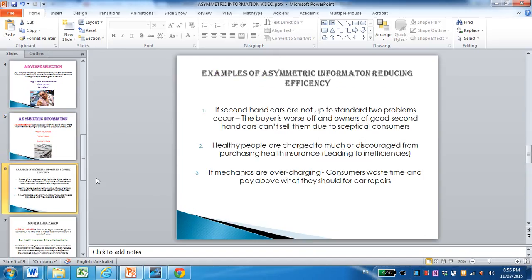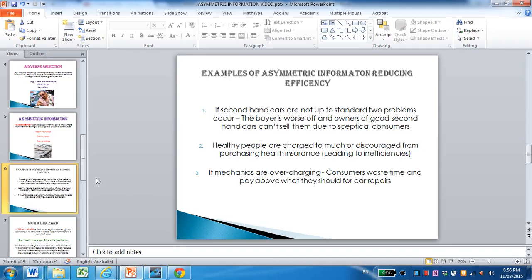So, some of the reasons why asymmetric information can reduce efficiency in a market: when either the buyer or the seller doesn't have perfect information, this leads to a less optimal allocation of resources. But the first one I want to talk about is the second-hand car market, and this is all in your notes. There are basically two reasons why this market causes inefficiency. The first is that if you buy a dodgy car, then you're worse off, so your living standards get reduced.